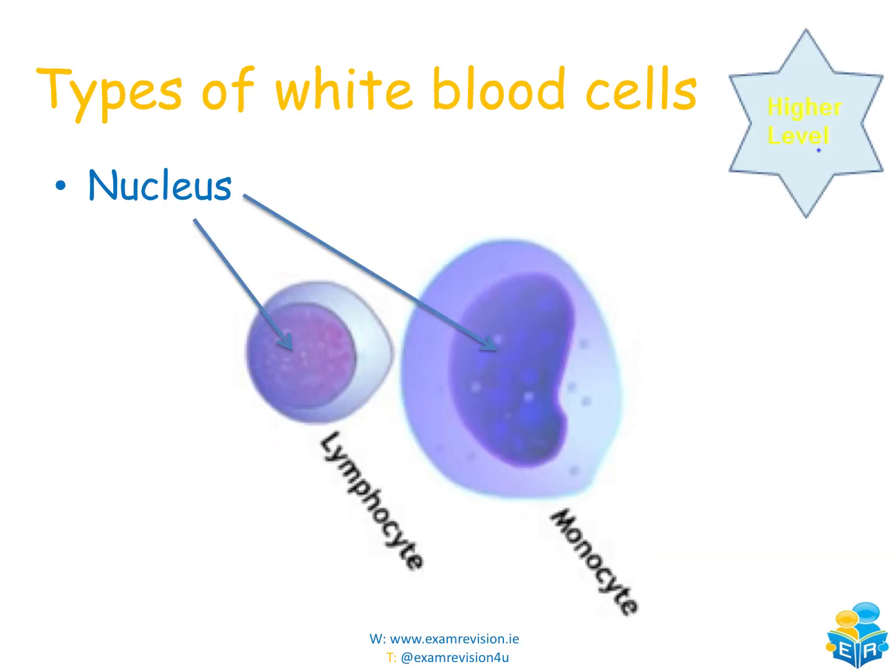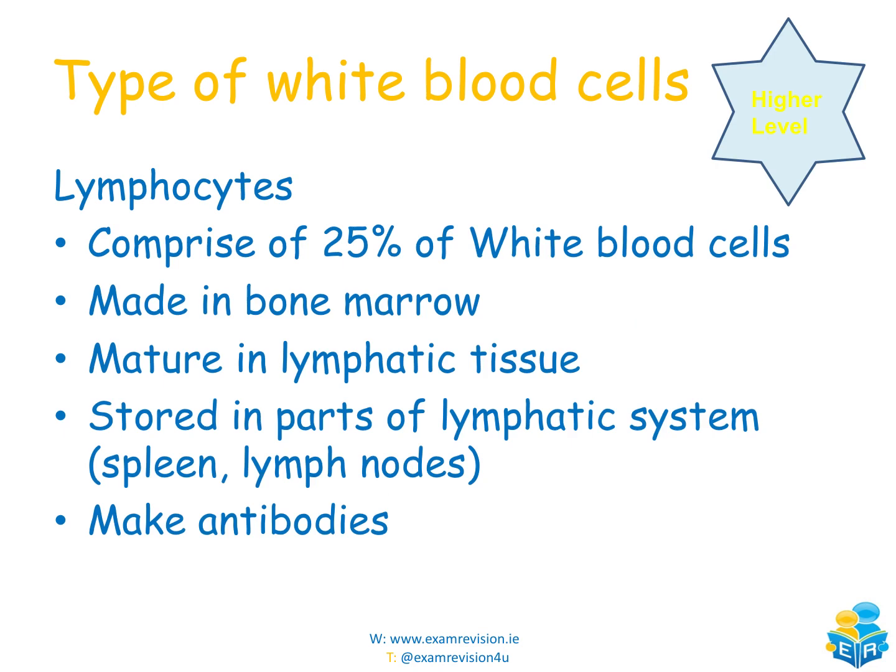Now, for higher level, we need to go into a discussion of the different types of white blood cells as well. So we can see here we have two different types. We have our lymphocyte and we have our monocyte. How do we distinguish one from the other? Well, we can see here the monocyte is much larger and the nucleus is much larger. The lymphocyte is a little bit smaller and the nucleus is a little bit smaller as well.